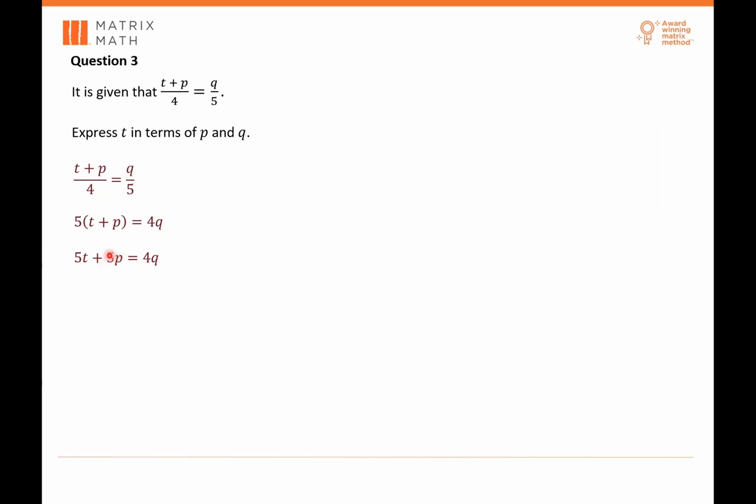So shift this 5p to the right-hand side. I get 5t equals 4q minus 5p. And then you can finally find your t by dividing the right-hand side by 5. Okay, so that's the answer for question 3.